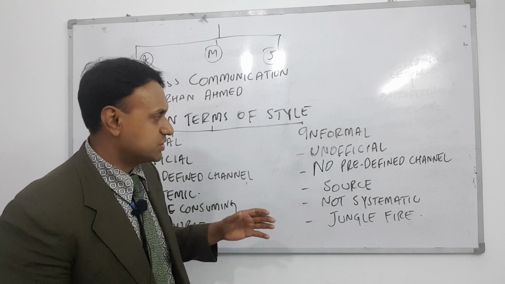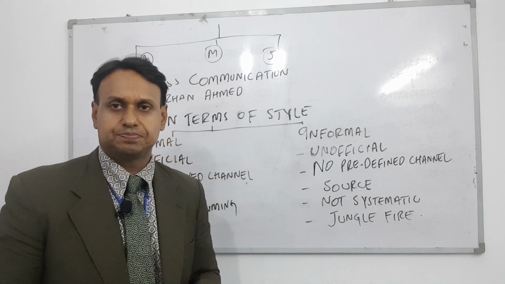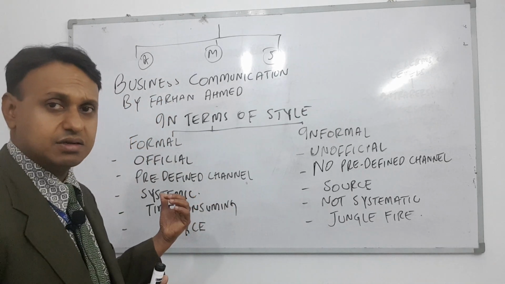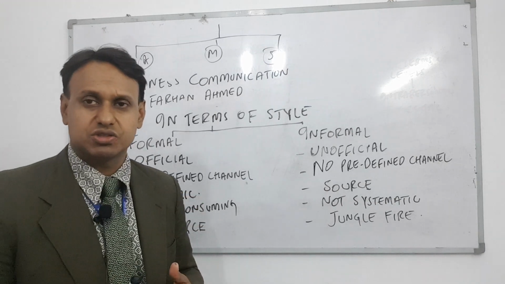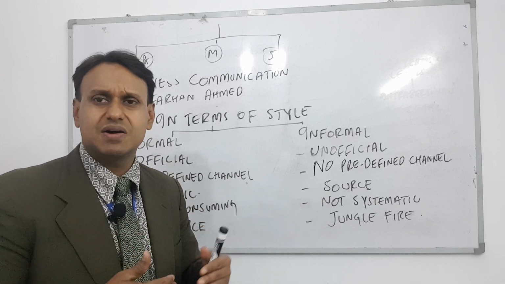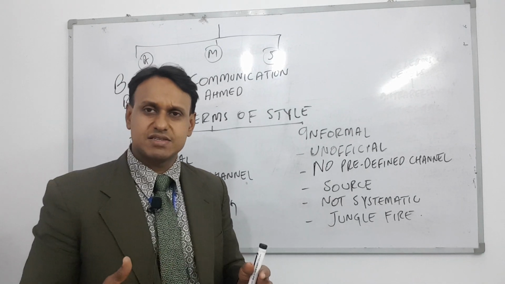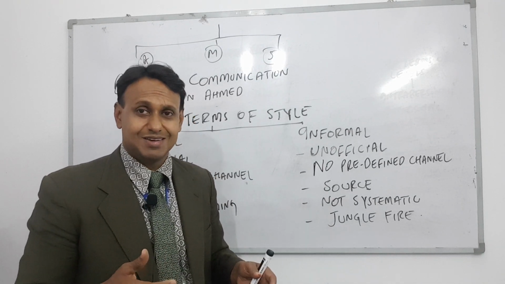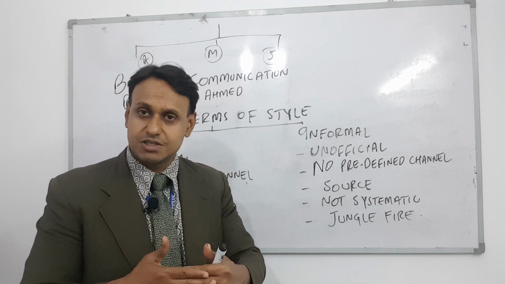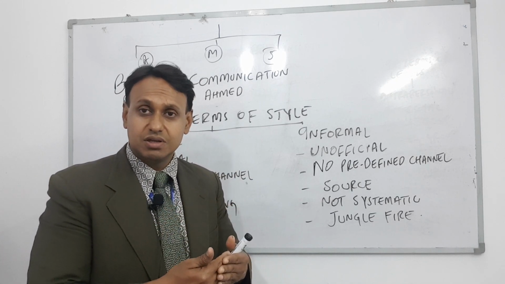So what are the attributes and characteristics of informal communication? First thing, it is unofficial in nature. It is not official. The second thing, there is no predefined channel, unlike formal communication. In informal communication, you don't get to see where the information has come from. And one of the classic examples of informal communication is viral videos and viral messages, where you don't know what the source is. And even if the information is there, you cannot verify its credibility. You don't know whether the video is fake or real, authentic or not.